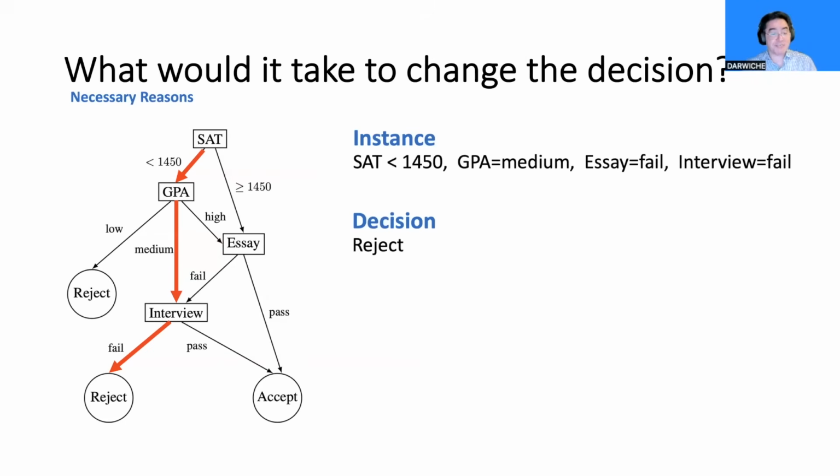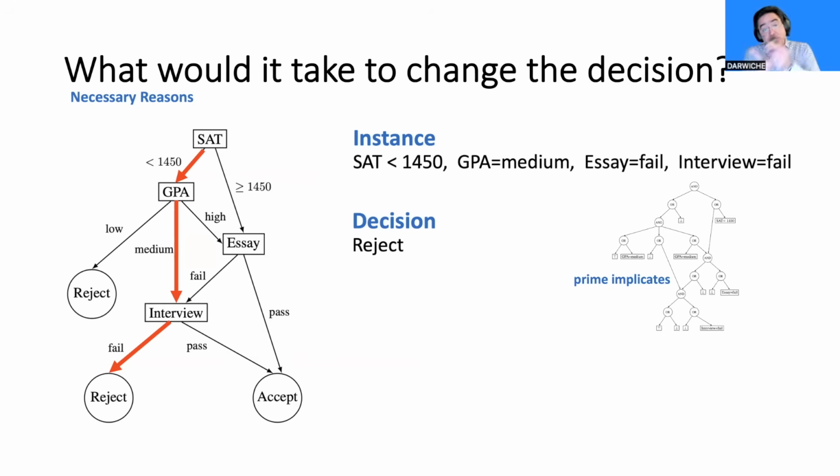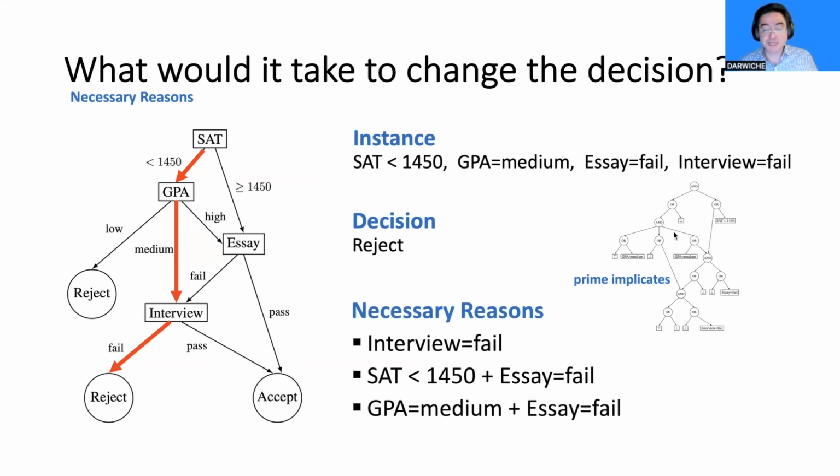So we'll use the same example, the same instance that was rejected. And here's the complete reason. But in this case, let's compute the prime implicates. Now, implicants are terms that imply the formula. Implicates are clauses that are implied by the formula, and they're minimal. So in this case, you get 3 of them. So this and this and that.